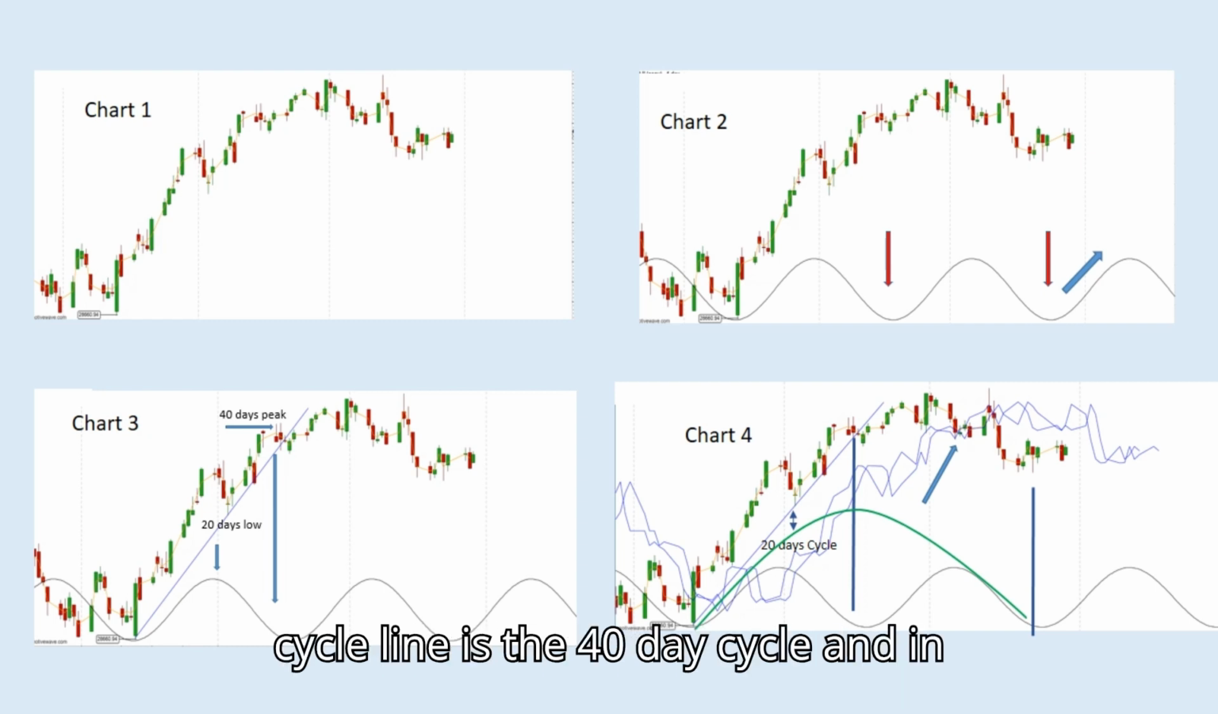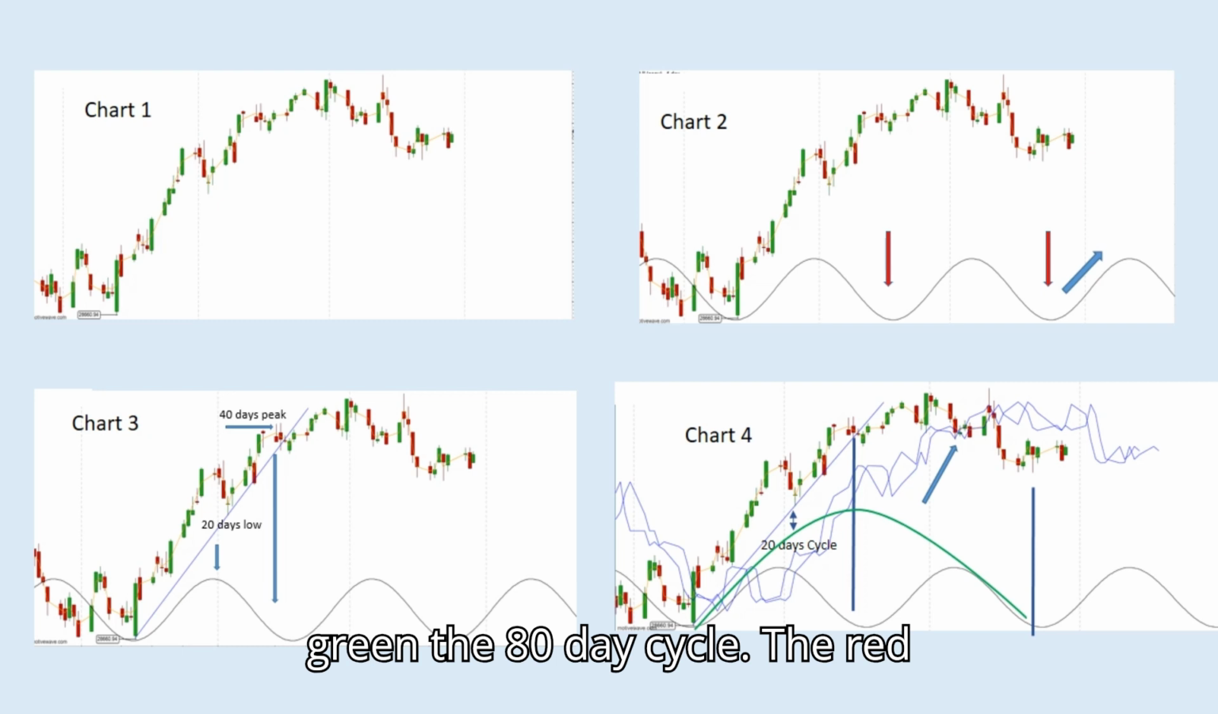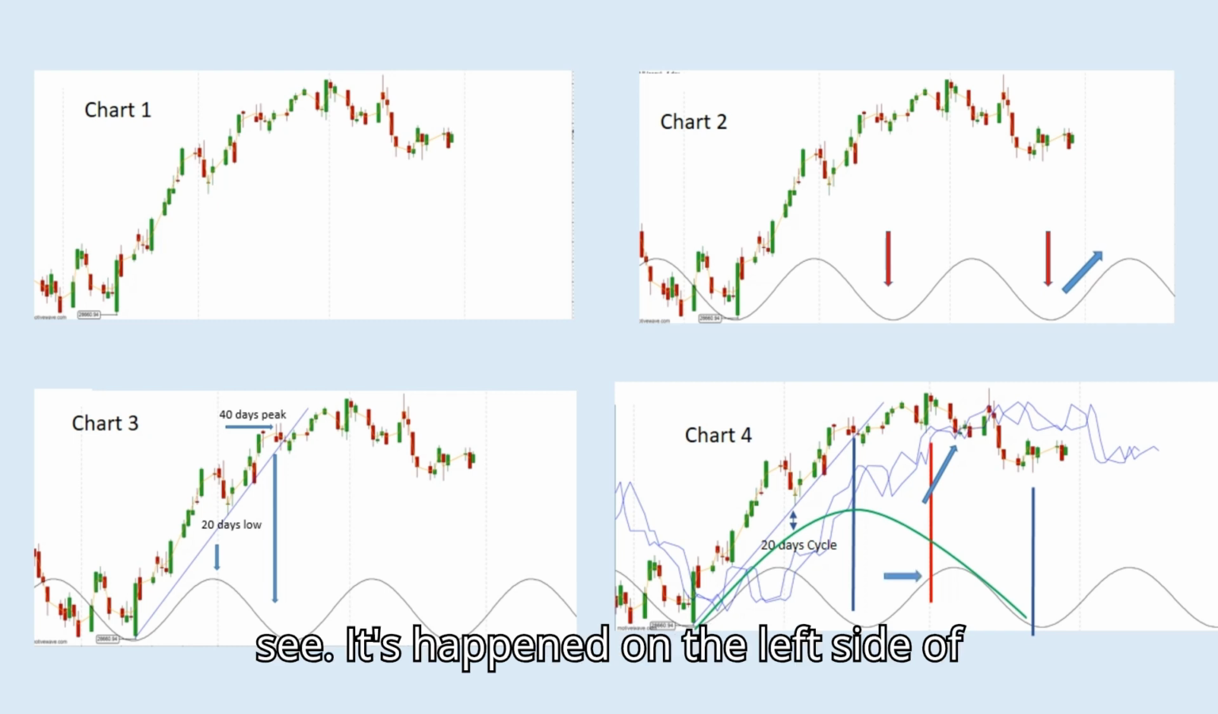The black cycle line is the 40-day cycle and in green the 80-day cycle. The red line is where the second 40-day cycle price peak occurred. As we can see, it happened on the left side of the cycle peak.